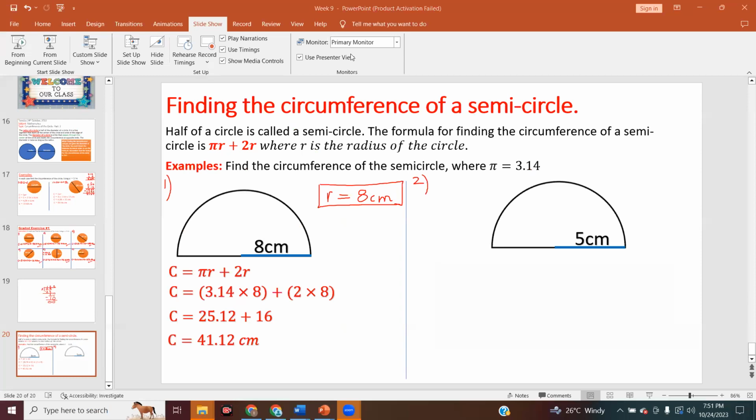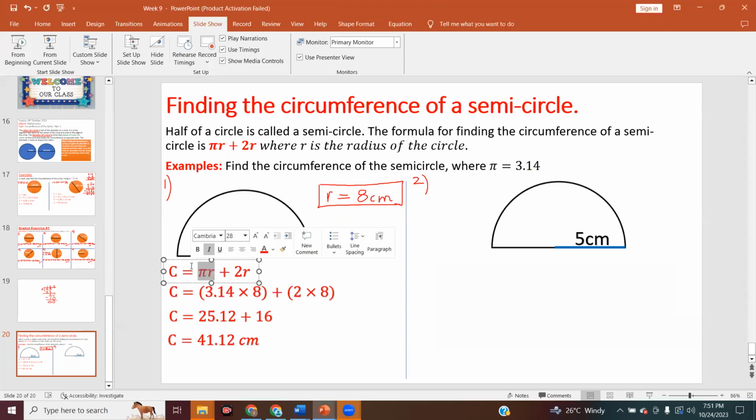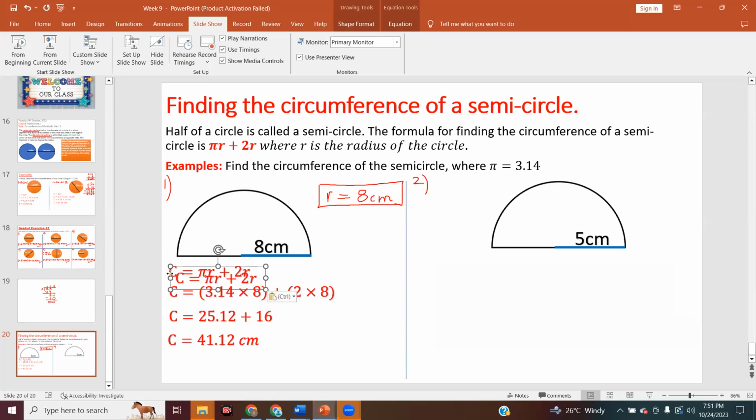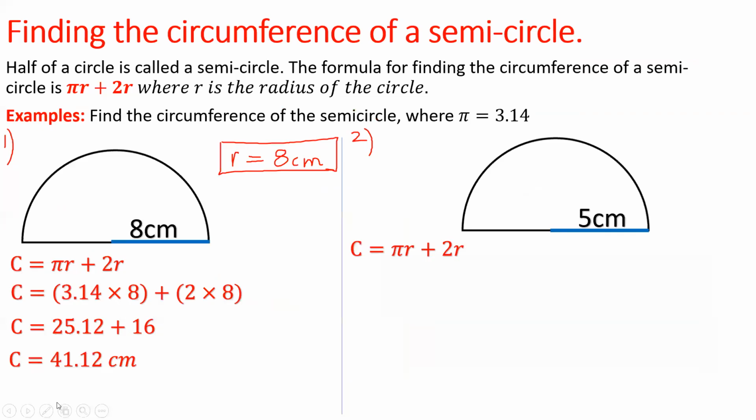All right. First 2 times 5 is 10. Okay, so we know that the circumference of the circle is pi r plus 2r, right? What is r? R is 5 centimeters, right? R is 5. Okay.